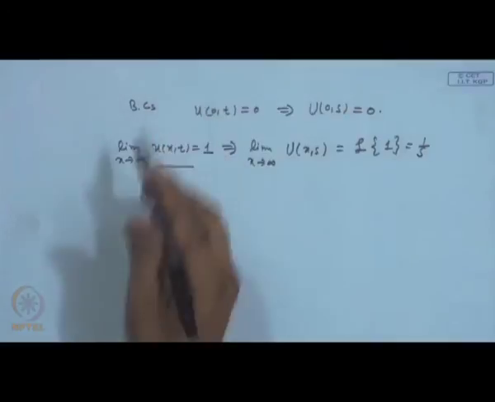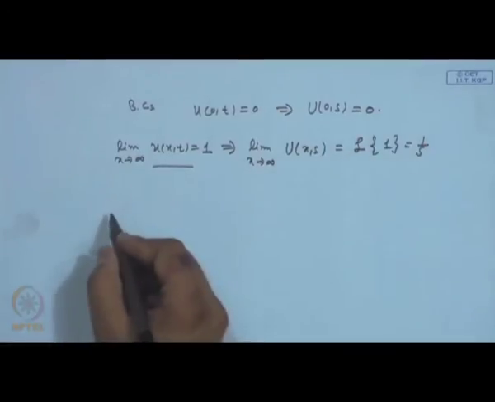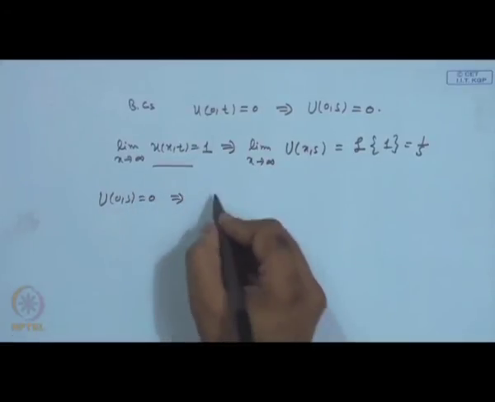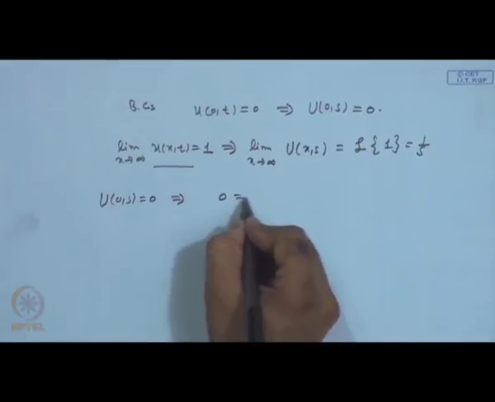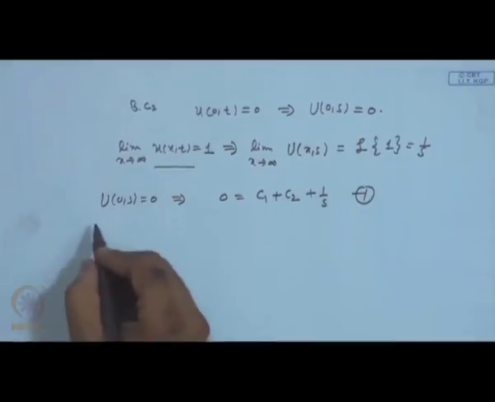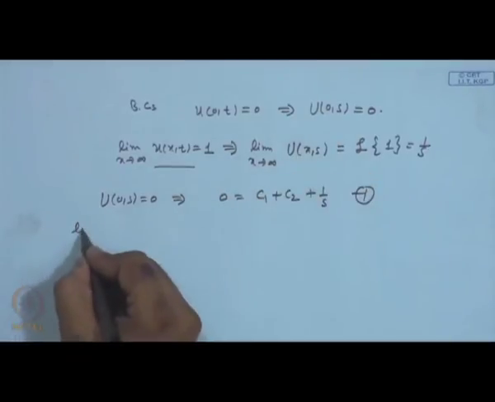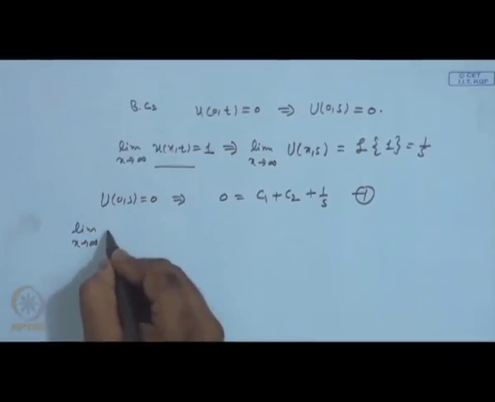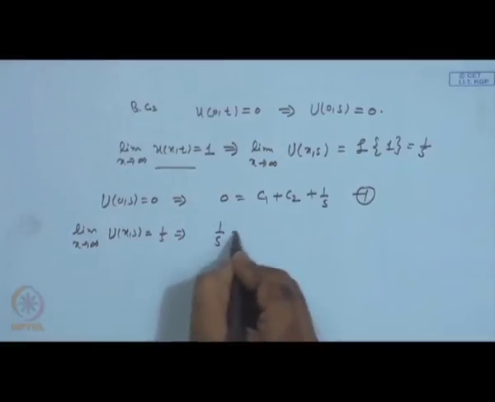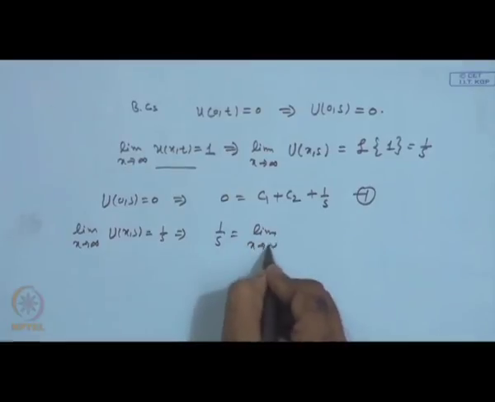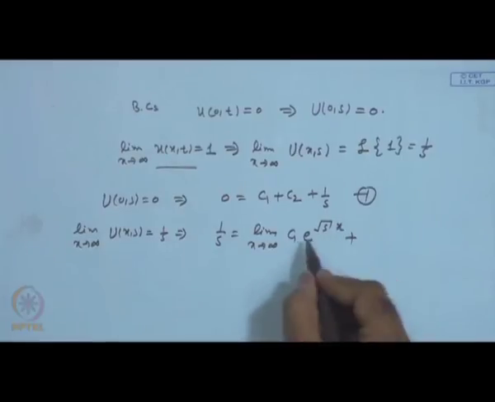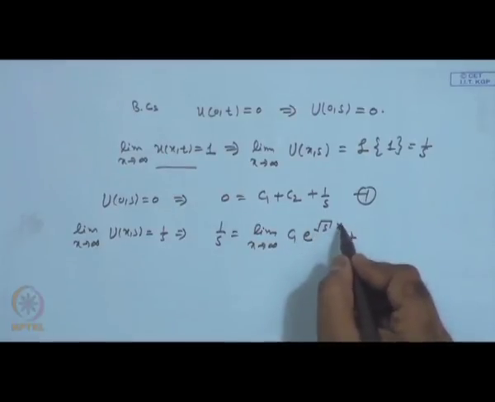Now we use the conditions to get the constants. The first condition, u(0,s) equal to 0, gives us 0 is equal to C1 plus C2 plus 1 over s. This is one equation. When we use the second one, the limit as x approaches infinity of u(x,s) is 1 over s, we have the limit of the first term C1 e to the power square root s x plus the second term C2 e to the power minus square root s x.